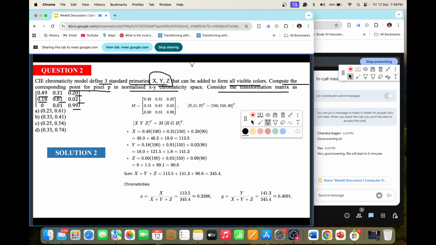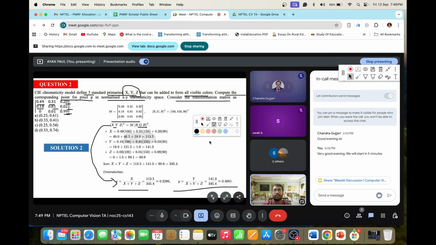Once we get the XYZ values, small x is very easy. Small x is nothing but capital X by X plus Y plus Z. Small y is nothing but capital Y by capital X plus Y plus Z. So first our target is to calculate this. We have this RGB, and we just multiply it with this matrix to get the XYZ value. Once we get the XYZ value, it is very easy to get small x and small y. So this is regarding the XYZ chromaticity question, and this is the second question. Is it clear to all of you?